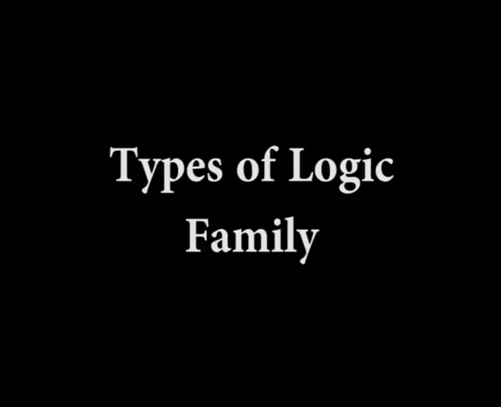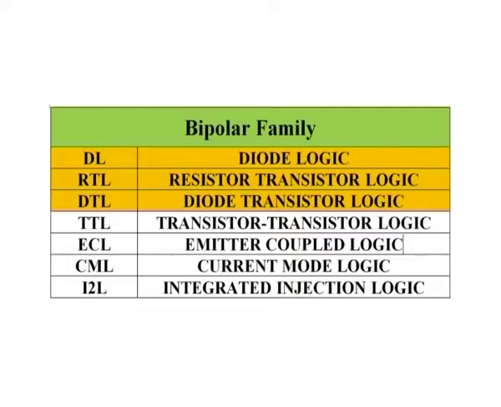Types of logic families. The entire range of digital ICs is fabricated using either bipolar devices or MOS devices or a combination of the two. Different logic families falling in the first category are called bipolar families, and these include diode logic, resistor transistor logic, diode transistor logic, transistor transistor logic, emitter coupled logic, also known as current mode logic, and integrated injection logic.